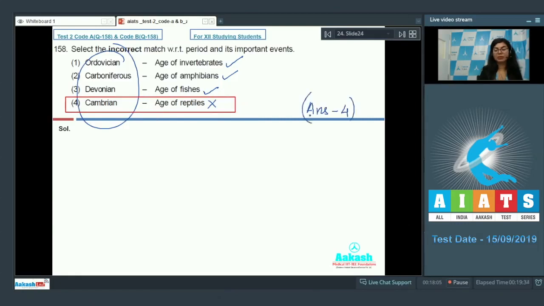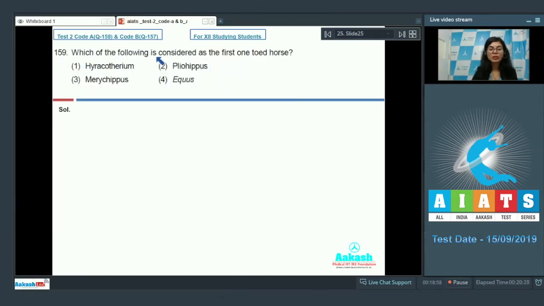Answer is 4. Question number 159, students, which of the following is considered as the first one-toed horse? Hyracotherium, Pliohippus, Merychippus, or Equus. Now, Pliohippus and Equus both are one-toed horses, but the earlier or the first one here is Pliohippus, while Hyracotherium is a horse with four-hoofed toes, and Merychippus is with three-hoofed toes. So, the Pliohippus would be the first one-toed horse. The correct answer is option number 2, Pliohippus.